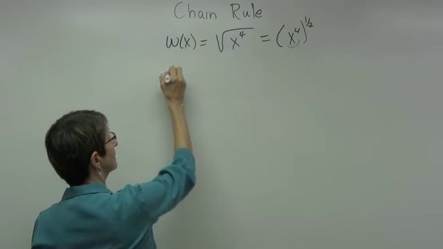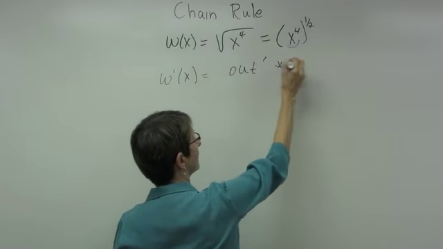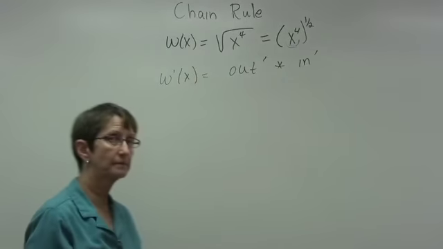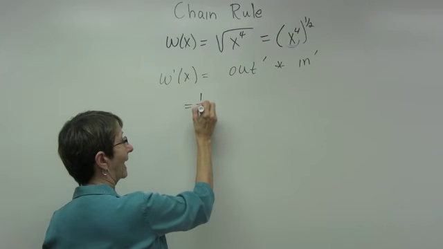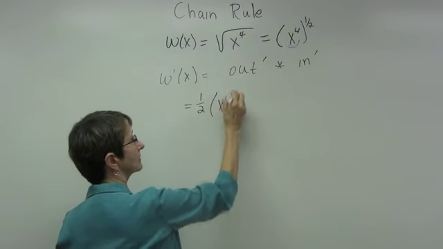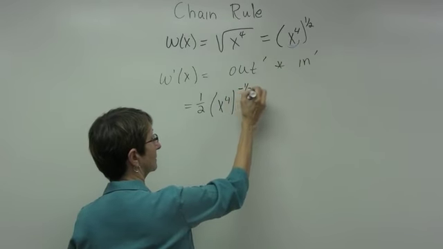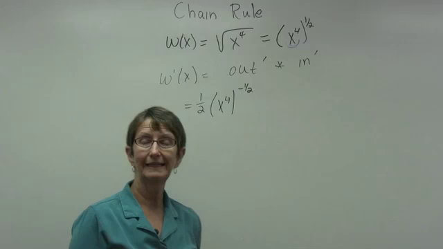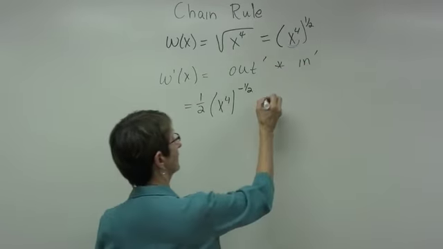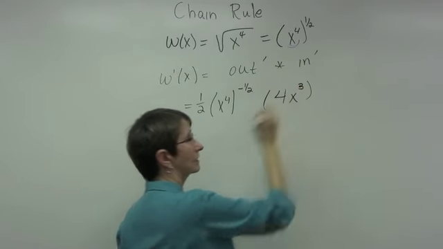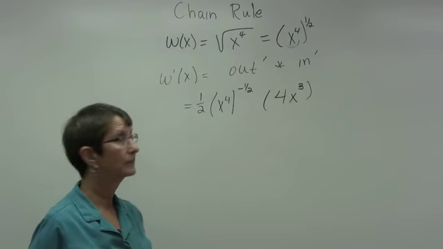We have w prime of x, and we need the outside derivative multiplied by the inside derivative. Okay? My outside derivative is a power, 1/2 times whatever is inside, and I subtract 1 from the exponent, gives me negative 1/2. That's the outside derivative. Now to do the inside derivative, I have x to the 4th, I take its derivative, and I get 4x cubed. So I have my outside derivative, my inside derivative, and that's what I have.